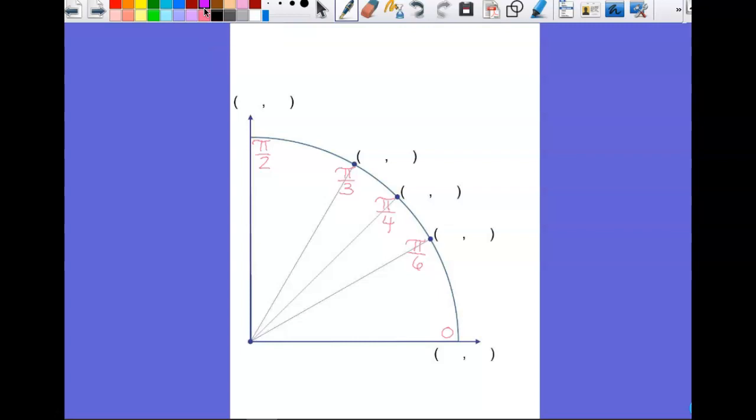Give you enough time? All right. So this one we know is 1, 0. This is 0, 1. Please, Lord, don't ever get those mixed up, right? Then pi/4, we know they're the same, so it's square root of 2 over 2, square root of 2 over 2. Pi/6 should be square root of 3 over 2, 1/2. And this one would be 1/2, square root of 3 over 2.